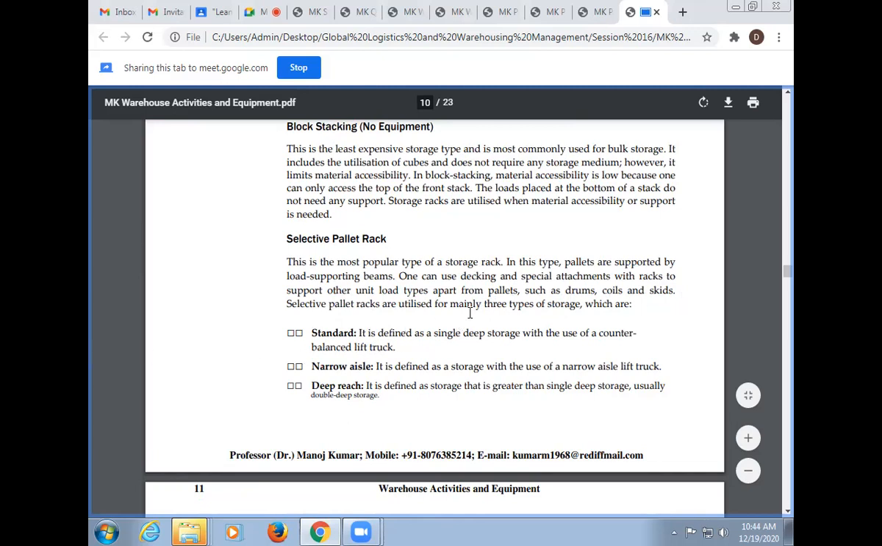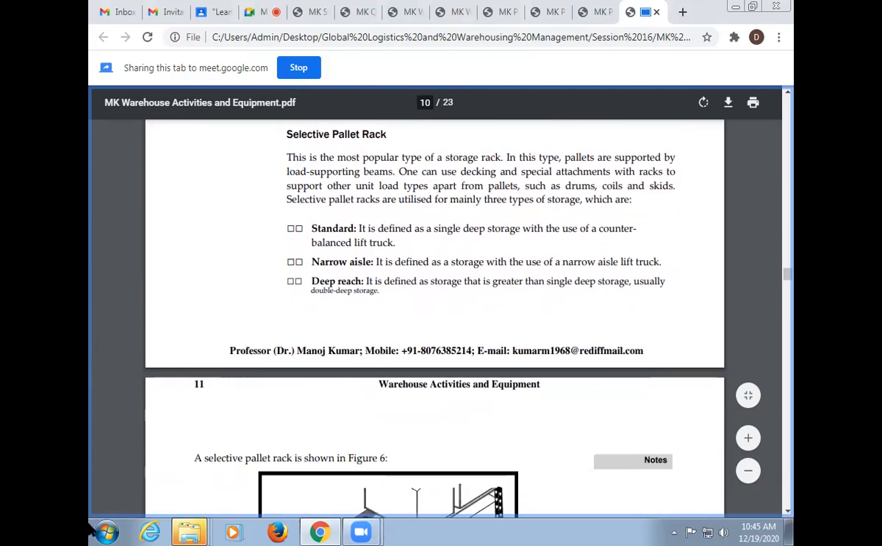Selective pallet racks are utilized for mainly three types of storage, which are standard, defined as single deep storage with the use of a counterbalanced lift truck; narrow aisle, defined as storage with the use of a narrow aisle lift truck; and deep reach, defined as storage that is usually greater than single deep.